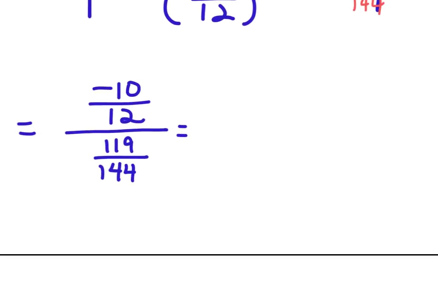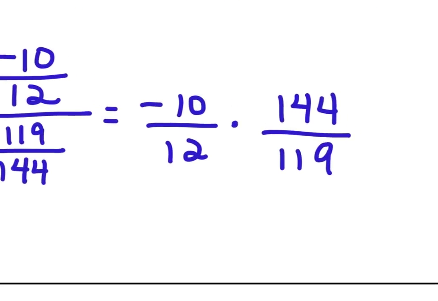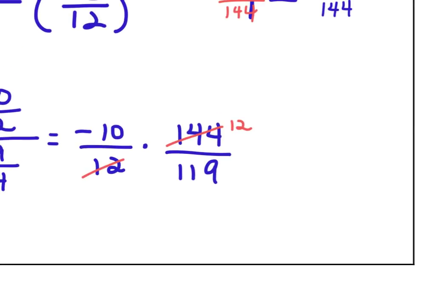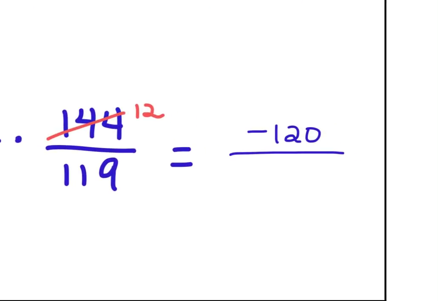Remember, if you divide, you can change it to multiplying by the reciprocal, and you'll get negative 10 over 12 times 144 over 119. You don't have to do it that way, but the reason that I left the 10 over 12 is that I know that 12 goes into 144 12 times, and I don't have to write out the division. And in that case, you get the answer negative 120 over 119, because that other 12 canceled.